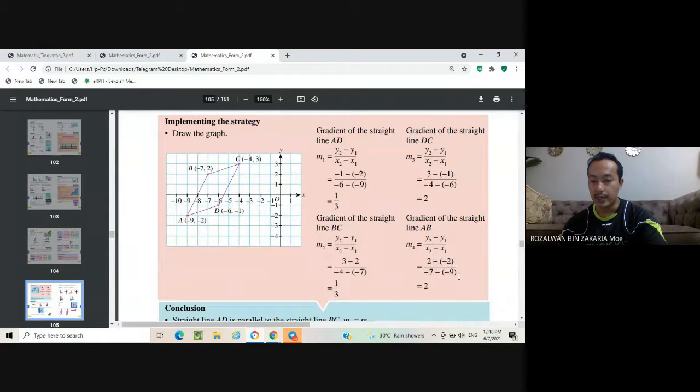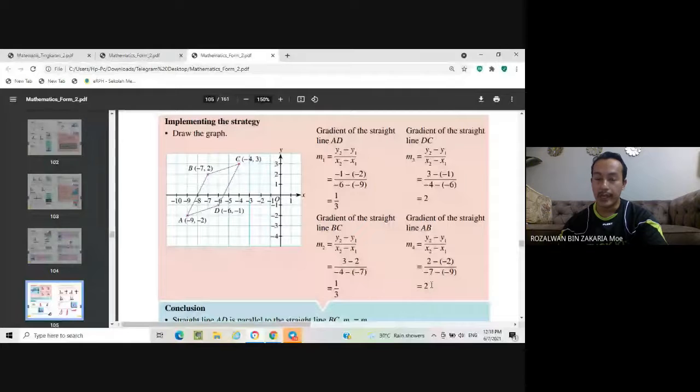Then this one you have to solve. 2 minus in bracket minus 2: minus multiplied by minus becomes positive, so 2 plus 2 becomes 4. Then 4 divided by minus 7 minus in bracket minus 9. This one becomes positive, so minus 7 plus 9 becomes 2. So 4 divided by 2 equals 2.